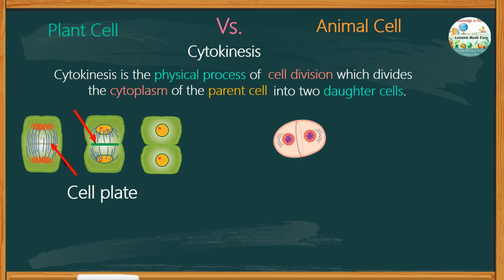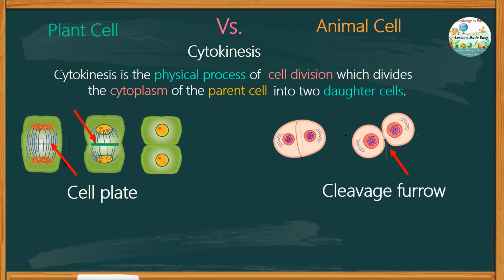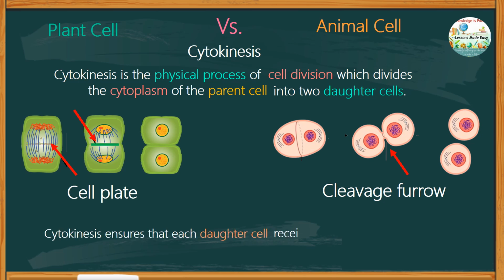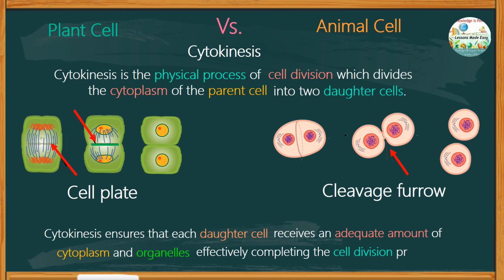In animal cells, cytokinesis typically involves the formation of a structure called the cleavage furrow. The cleavage furrow is a shallow groove that forms around the cell's equator and gradually deepens, eventually pinching the cell into two daughter cells. In both plant and animal cells, cytokinesis ensures that each daughter cell receives an adequate amount of cytoplasm and organelles, effectively completing the cell division process.